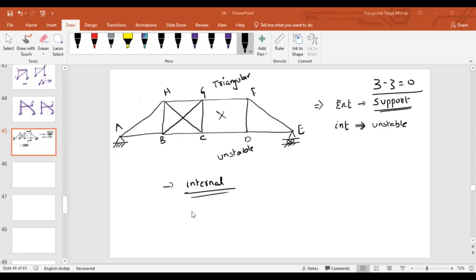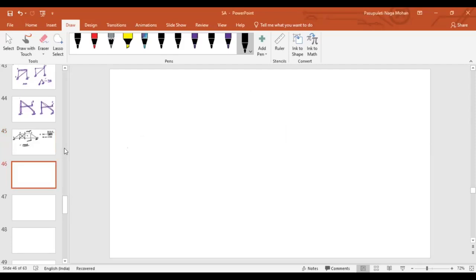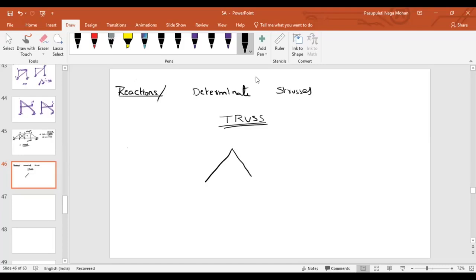Okay, let's discuss these questions in the next class, whoever is present. In the meanwhile, let us try to solve the reactions of determinate supports. Reactions are unknown forces or inner members. So just for simplicity, let's start with the trusses. So let me start with a simple truss.